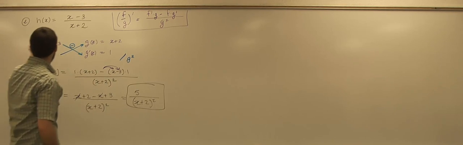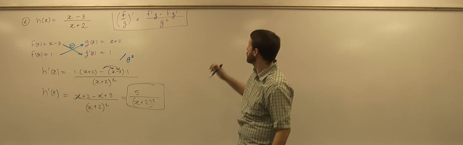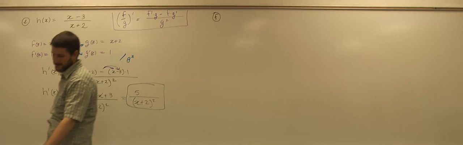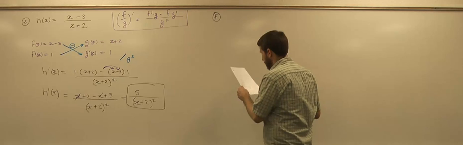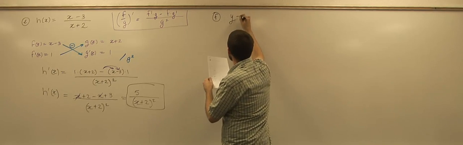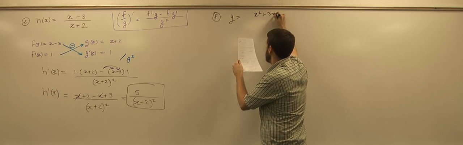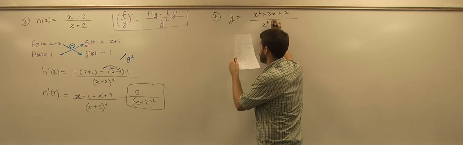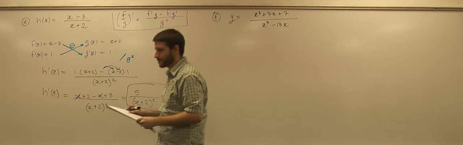Let me do one more basic quotient rule, and I'll try to trick you. One more to make sure you have the process down here. So y equals x squared plus 3x plus 7 over x cubed minus 13x.